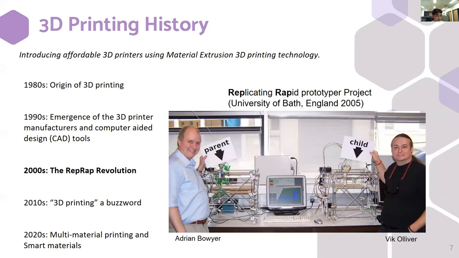So in the early 2000s, we have the introduction of the Replicating Rapid Prototyper project, known as RepRap. This introduced the concept of parent-child 3D printing, where the parent printer prints parts for the child printer to function. Obviously, this is excluding the electronic components. Due to it being open source, which was a recipe for innovation, the project led to the development of affordable 3D printers, as we now know today.